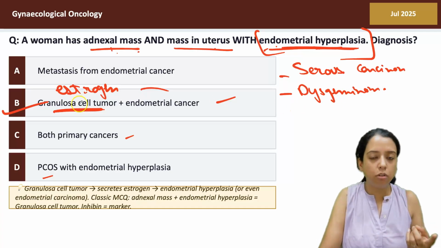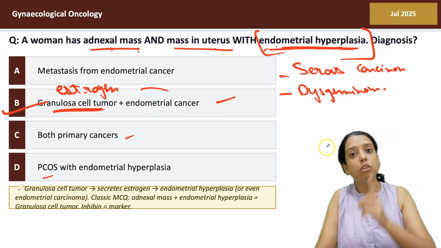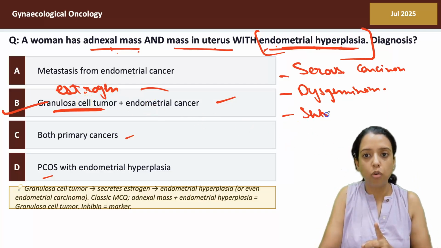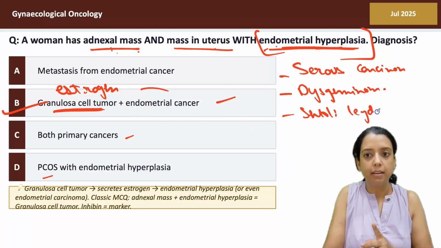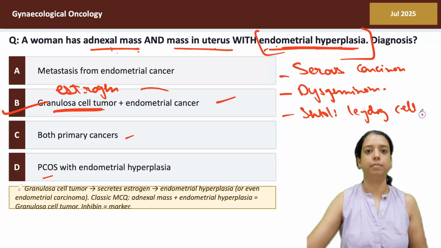Hormone secreting granulosa cell tumor. Androgen secreting Sertoli Leydig cell tumor. They secrete androgens.